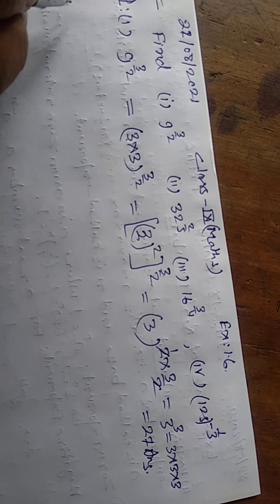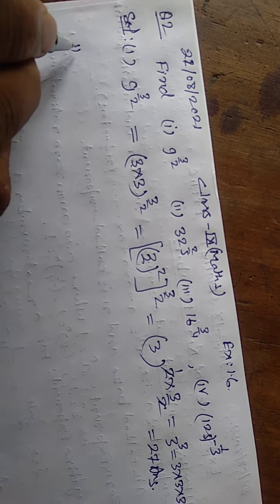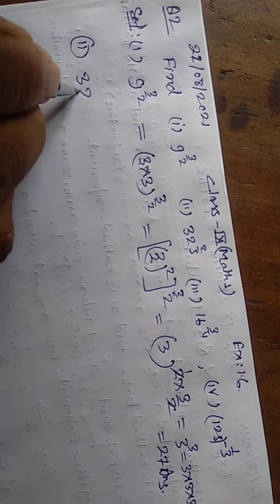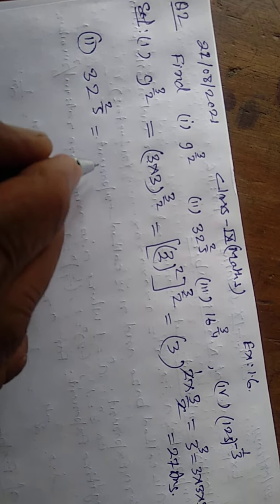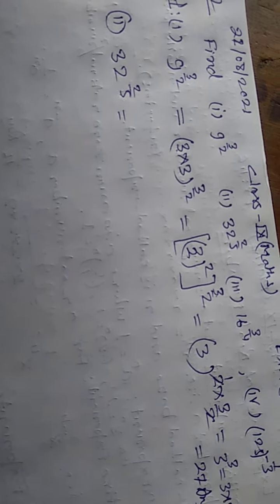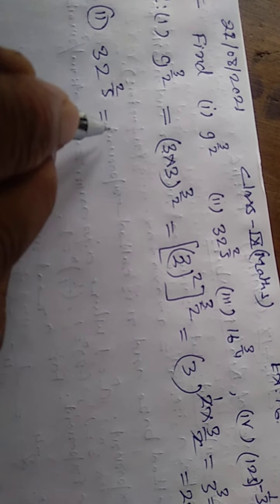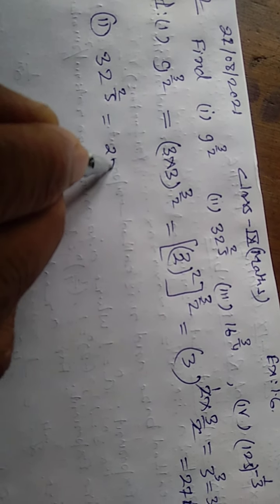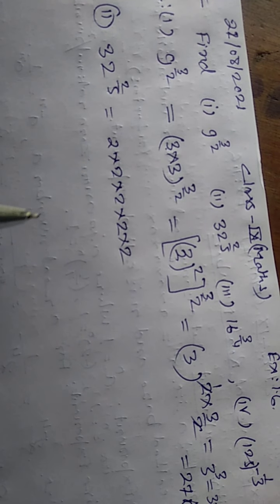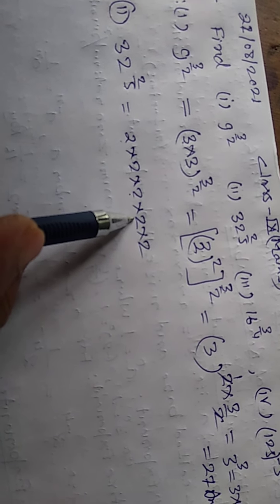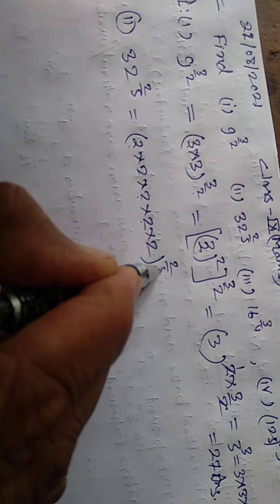Now, number 2, 32 to the power 2 by 5. You can write the prime factorization of 32, as you have seen in the previous question, question number 1. It is 2 into 2 into 2 into 2 into 2, 2 five times. 2 2s are 4, 4 2s are 8, 8 2s are 16, 16 2s are 32. And whole to the power 2 by 5.